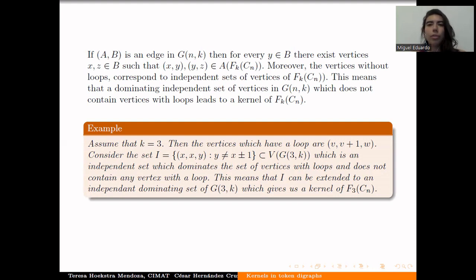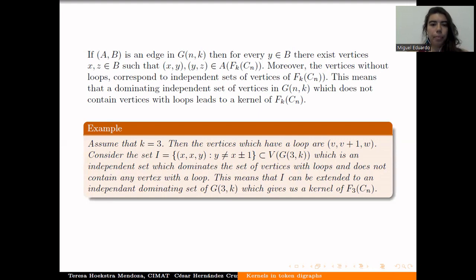So I'm only going to give this example when k equals 3. In this case, the set of vertices which have a loop are of the form v, v plus 1, w. Thus, it is enough to have 2 consecutive integers for it to be a loop. And then I'm going to consider the set I, which corresponds to the vertices that are x, x, y, where y is different than x plus or minus 1.